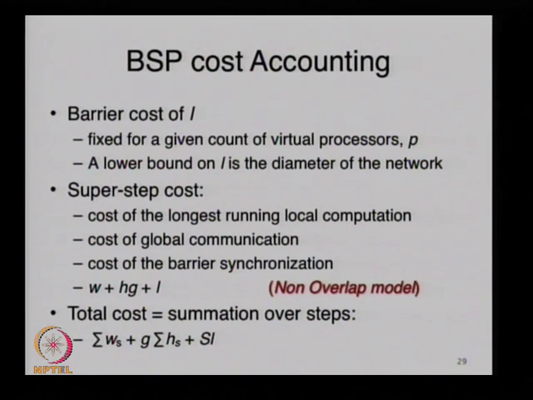And this is where the non-overlap model simply adds up W plus HG plus L. In an overlap model, you will say that some W may overlap with some HG, so it may say max of W_i plus max of H_i G, and then you add those together. And so there are variants of it, but at an asymptotic level, that's not going to make much difference.